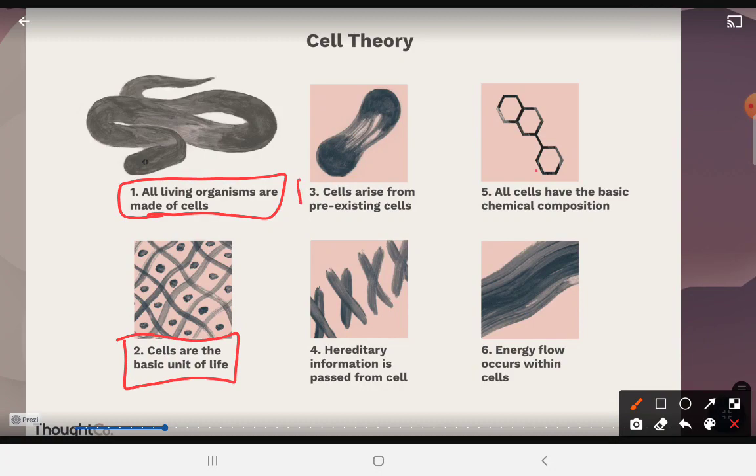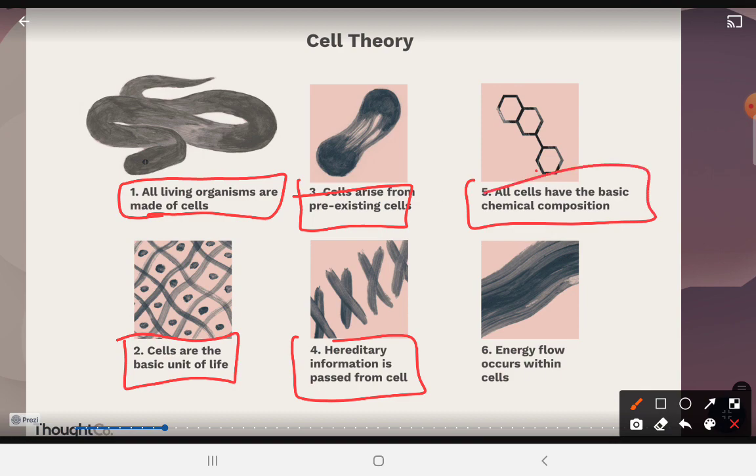Number 3, cells come from pre-existing cells. That's what Virchow came up with. So mitosis, meiosis, and also sperm and egg are cells that make you. Let's see. Heredity. You have DNA inside of your cells. It designs your cells. 5, cells have basic chemical composition.